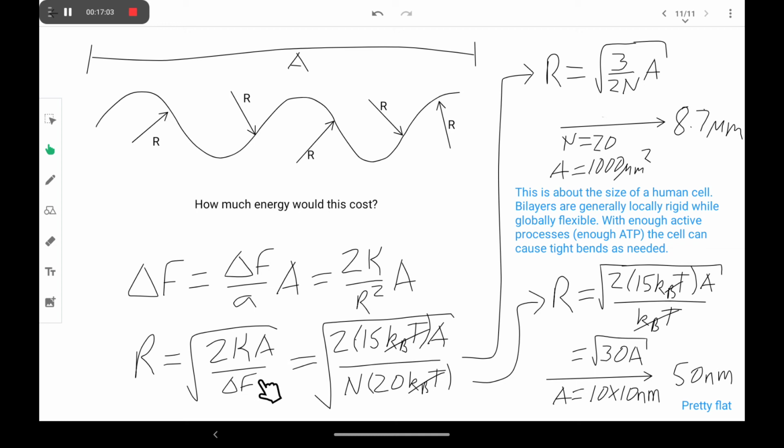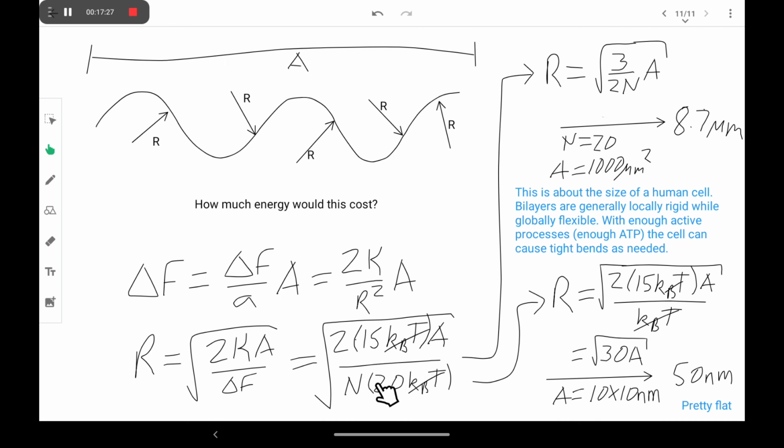Let's suppose it takes n ATP. If you look up in the appendix, 1 ATP has the energy of about 20 kBT, 20 times the thermal energy. And remember, kappa is 15.